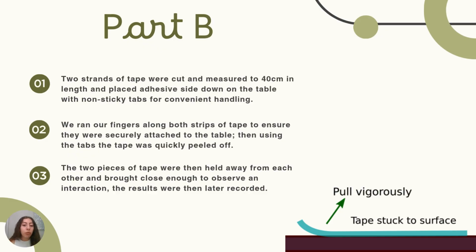For part B, we used two strands of tape, also 40 centimeters in length, and placed them adhesive side down onto the table with non-sticky tabs for convenient handling. We ran our fingers along both strips to ensure that they were firmly on the table. Then we used the tabs of the tape to quickly peel them off. The two pieces of tape were then held away from each other and brought close enough to observe an interaction.